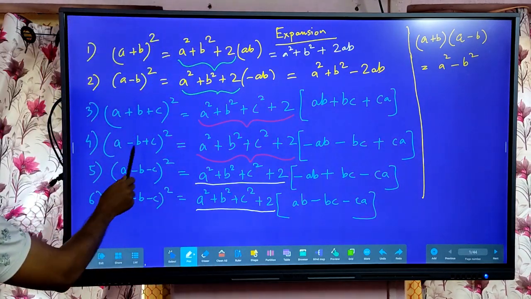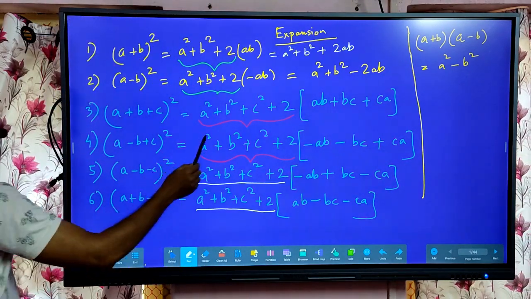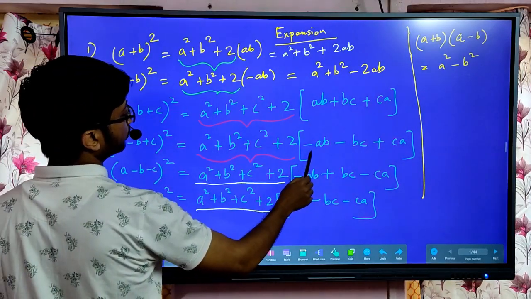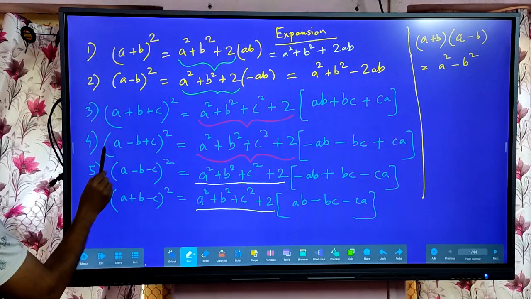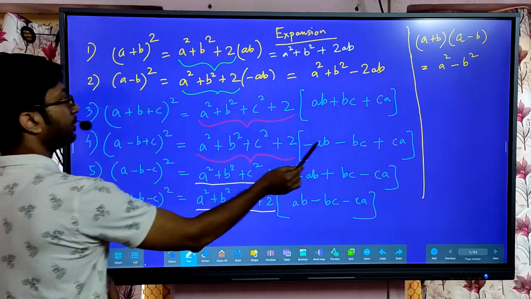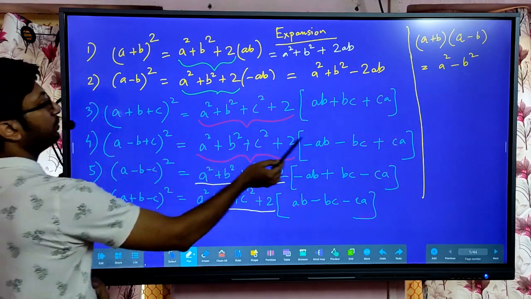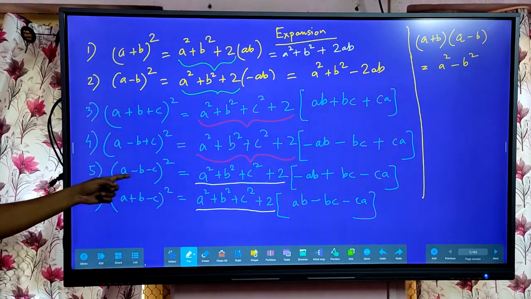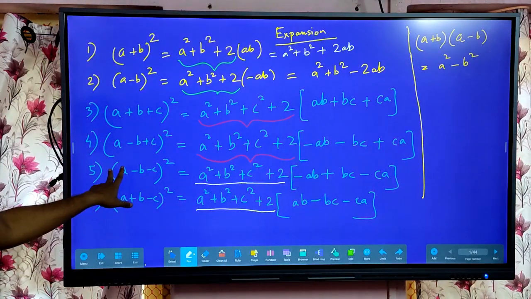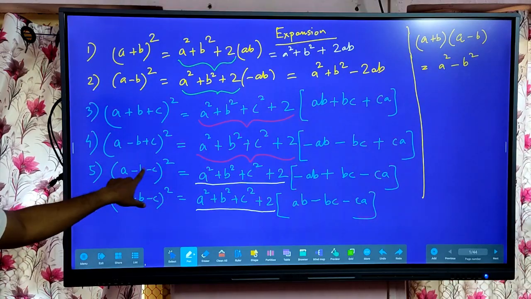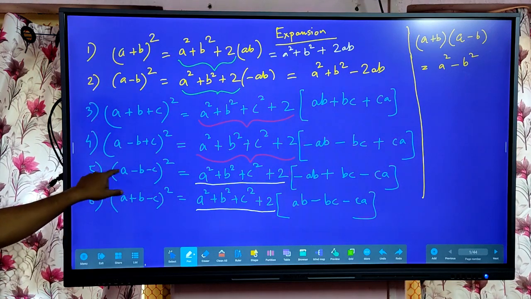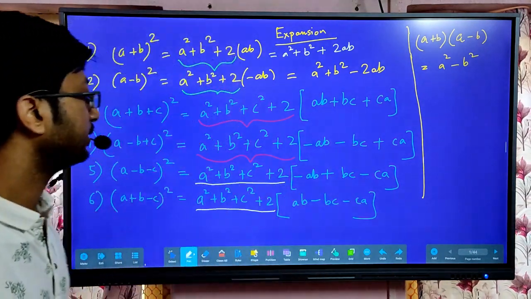Here you see a minus b plus c. So this portion will be same, and this portion will be minus ab. Why? Plus a into minus b will be minus ab, minus b into plus c will be minus bc, plus c into plus a will be plus ca. You see here a minus b minus c. This portion is same. It will be minus ab, because plus a into minus b is minus ab, minus b into minus c is plus bc, minus minus plus, and minus c into plus a will be minus ca.